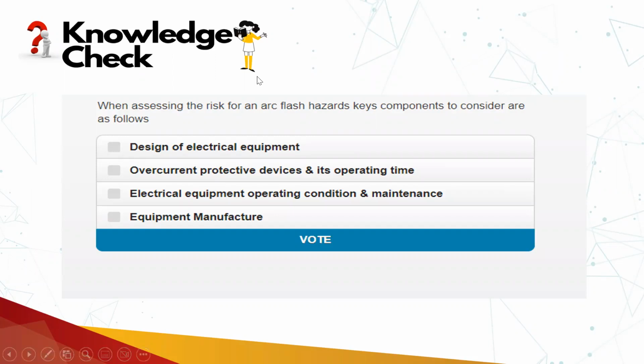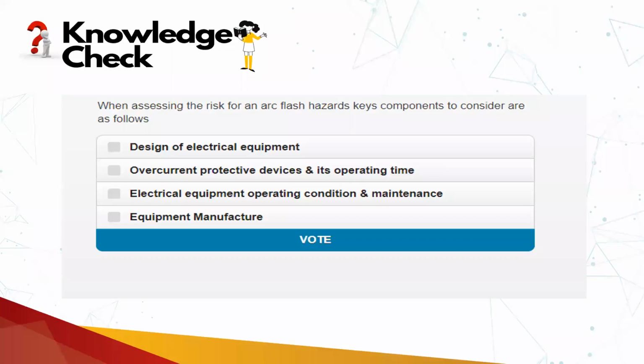Yeah, the right answer is design of electrical equipment, overcurrent protective device and its operating time, the electrical equipment operating condition and condition of maintenance. A, B, C are the right answer. Equipment manufacturer is not the right answer, because normally we are not taking this into consideration when we are performing an arc flash hazard assessment. But if a particular type of manufacturer or equipment in an organization has some problem and it is causing frequent failures or flash, then this could be taken into consideration for that particular organization.